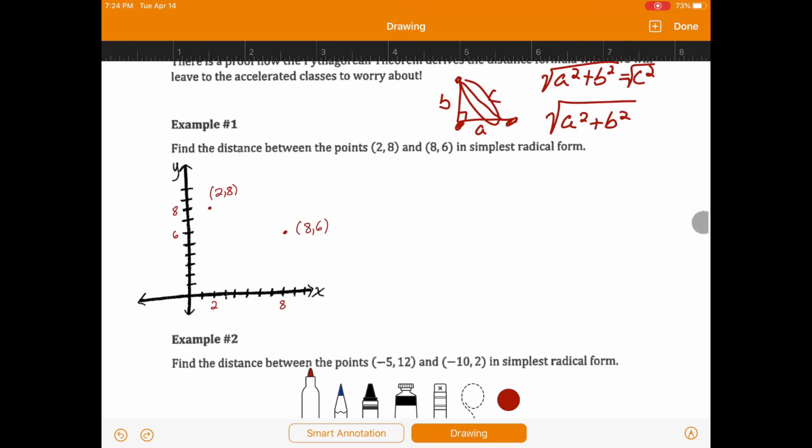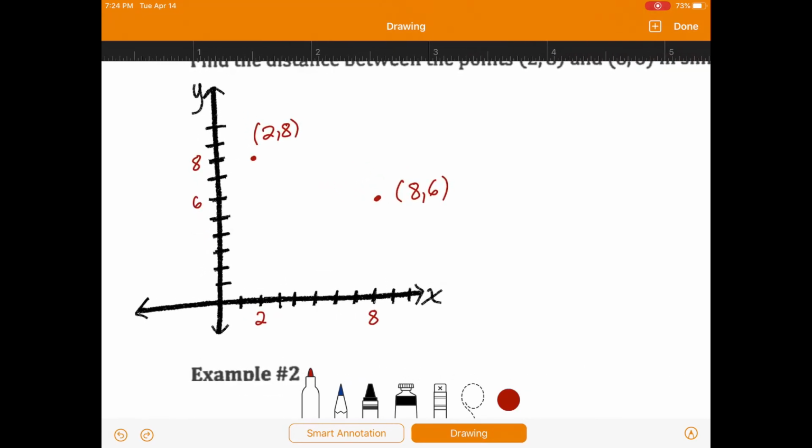So first, let's look at this. We've got 2 points, (2, 8) and (8, 6), and we want to figure out the distance between the 2 points. So if you want to do Pythag and you graphed this, you can take this line segment here and make that the hypotenuse of a right triangle.